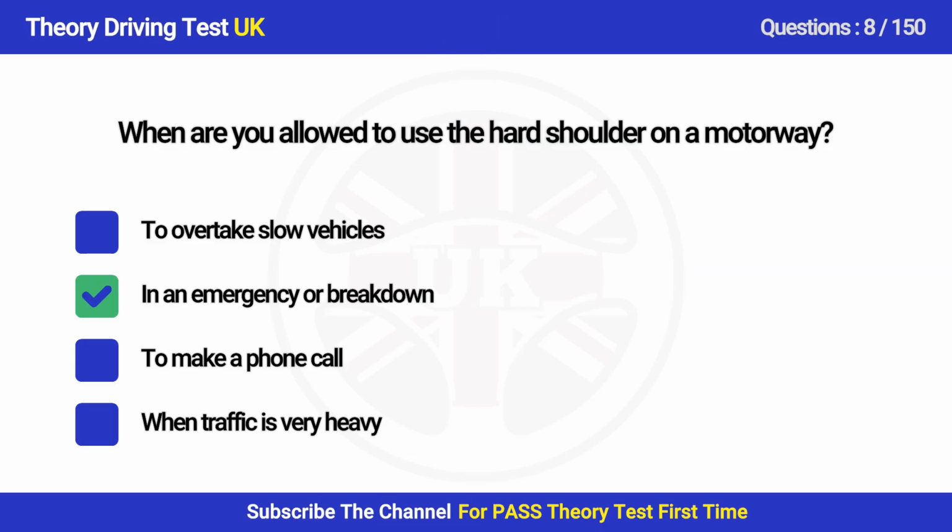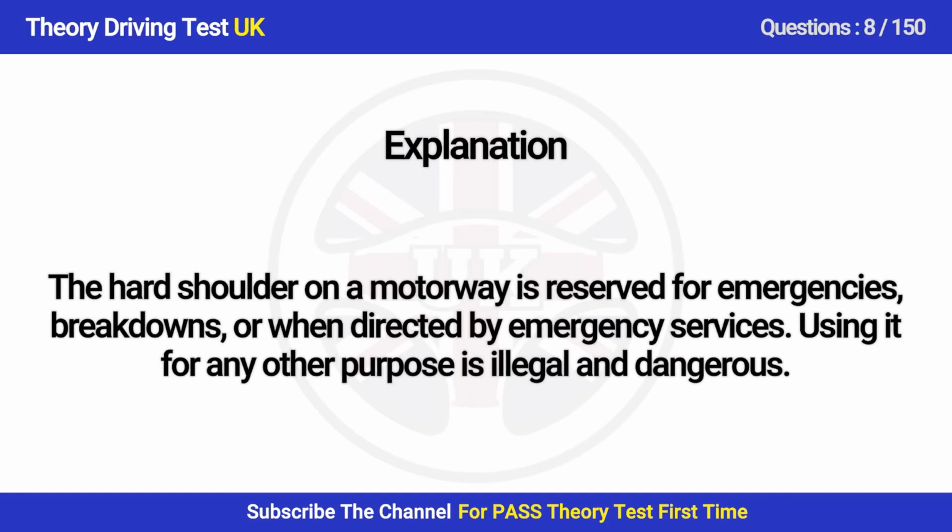Answer is B. In an emergency or breakdown. The hard shoulder on a motorway is reserved for breakdowns or when directed by emergency services. Using it for any other purpose is illegal and dangerous.